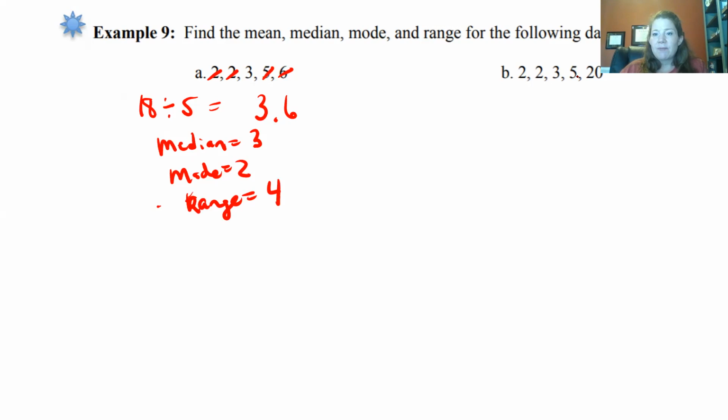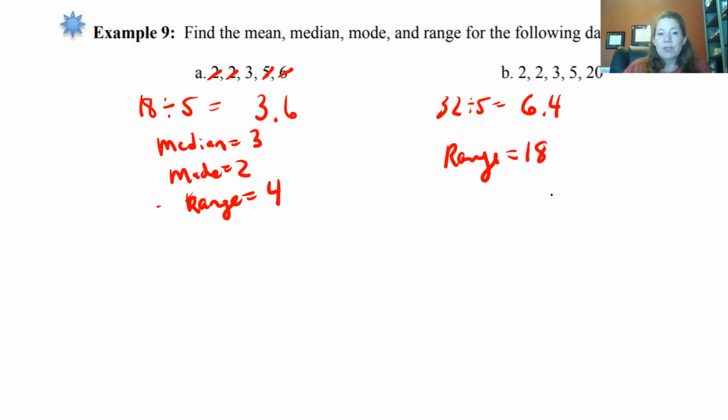And this time I have 25, 26, 27, 28, 29, 30, 31, 32. So 32 divided by 5 is 6.4. So my mean this time is 6.4. The median is the same, the mode is the same, but the range, look how big the range is. 20 minus 2 is 18.